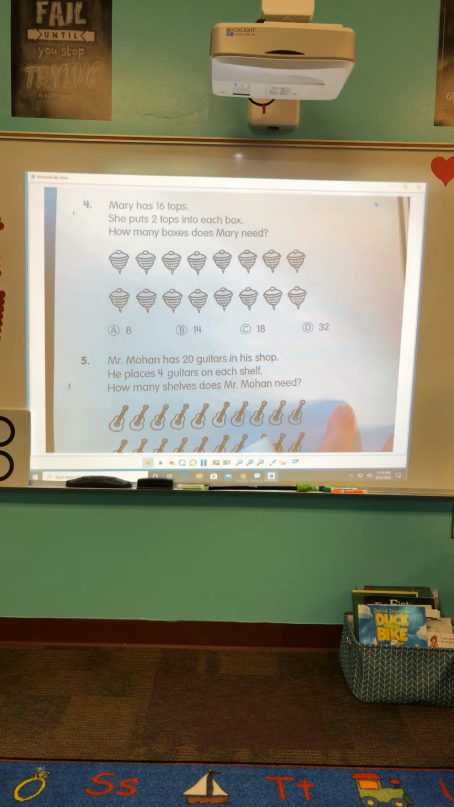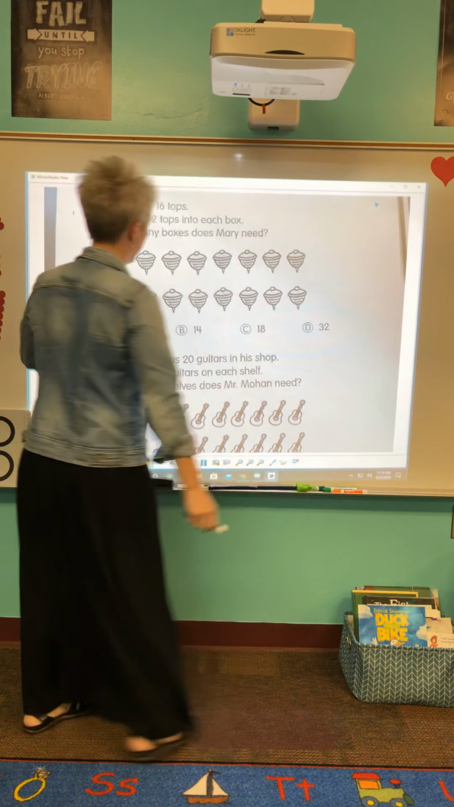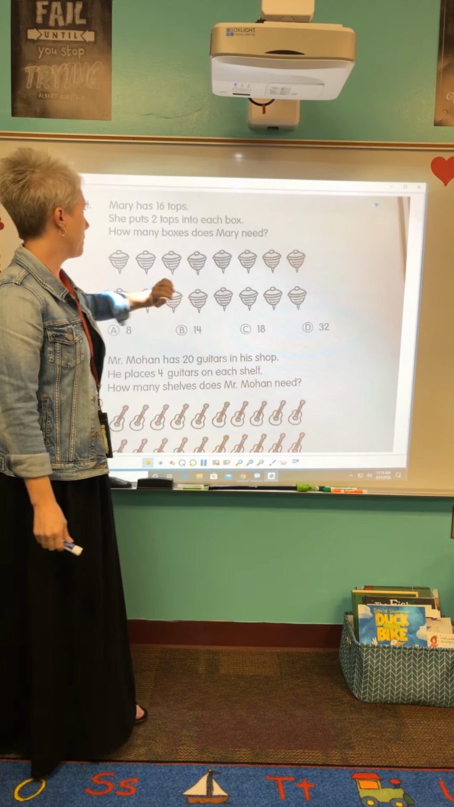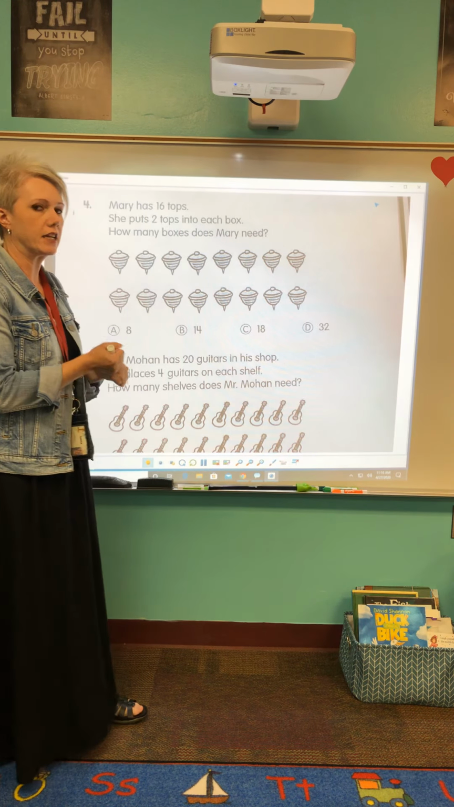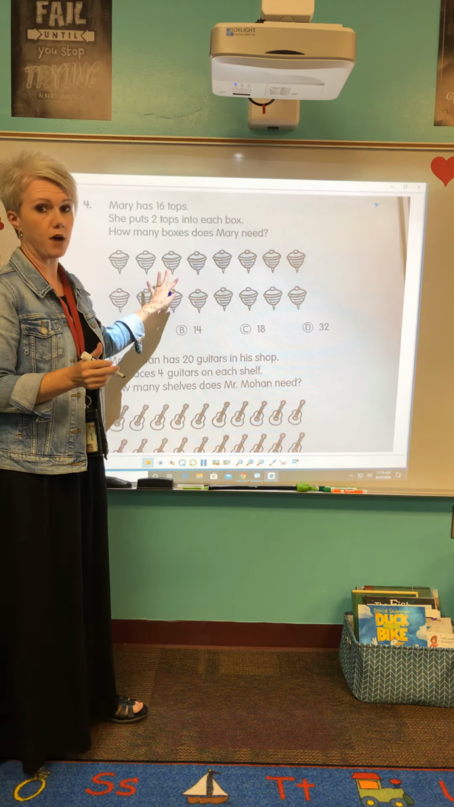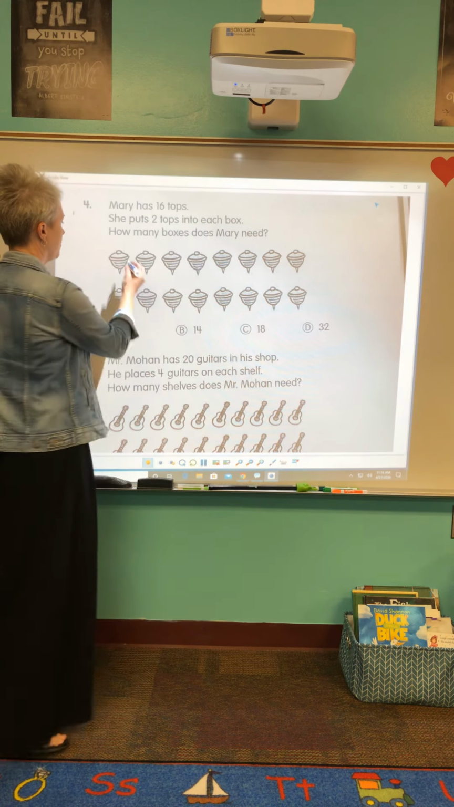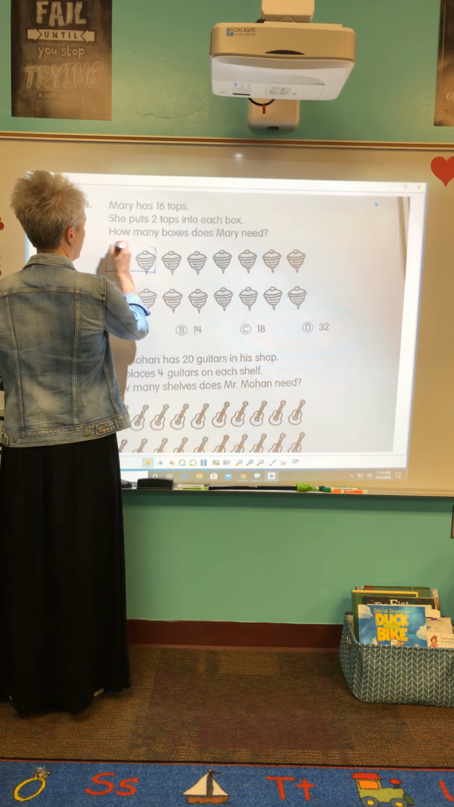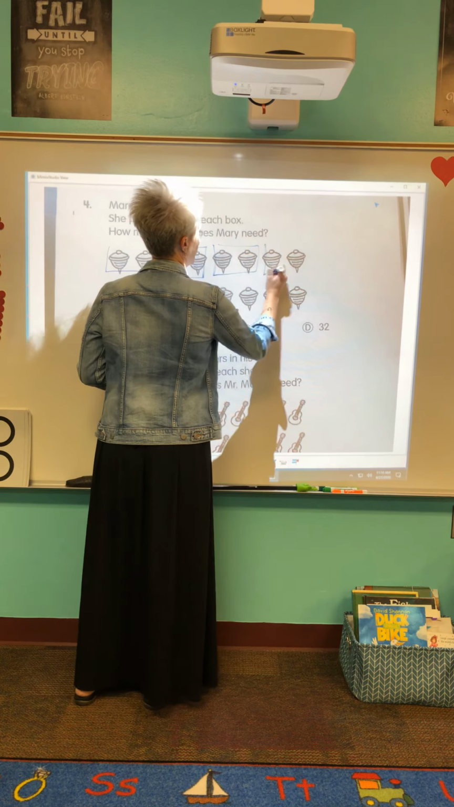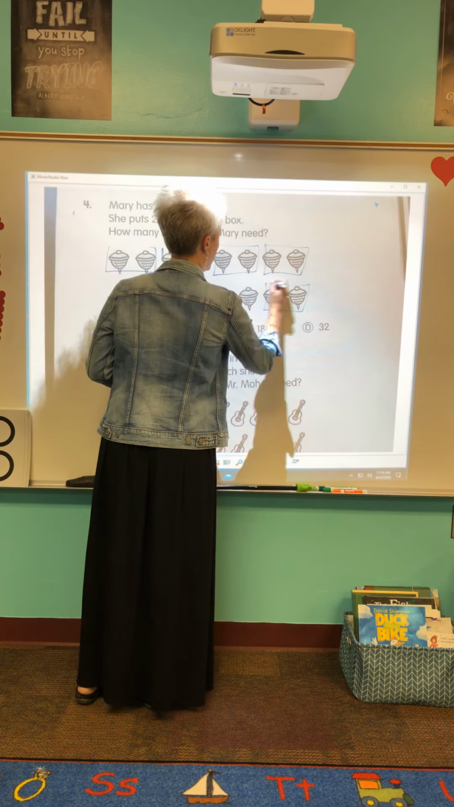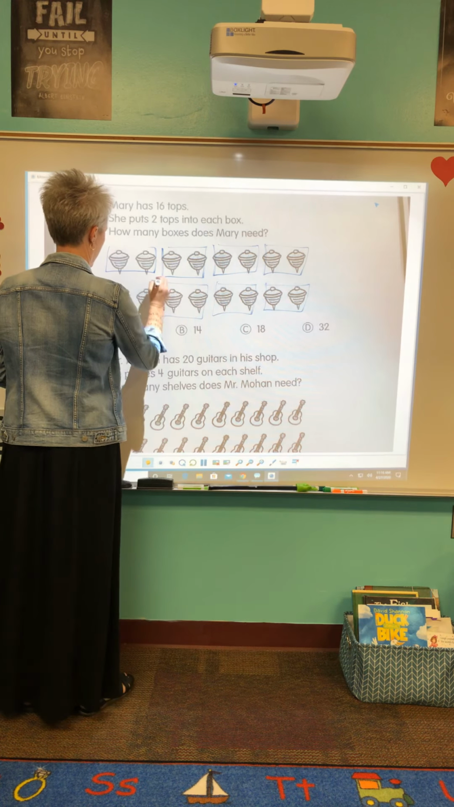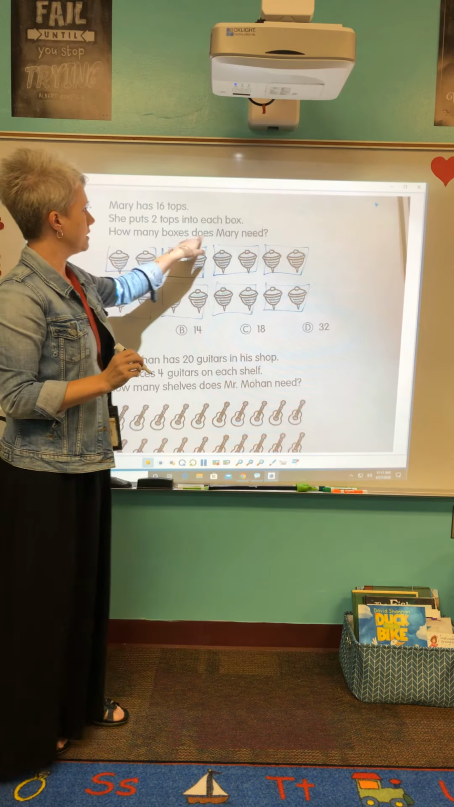Mary has 16 tops. Okay, so here's her 16 tops. She puts 2 tops into each box. How many boxes does she need? We know that 2 tops go in each box. So we're just going to draw the boxes, but we're going to put 2 in each box. So 2 would go in this box, 2 in this box, 2, 2, 2, 2, and 2.